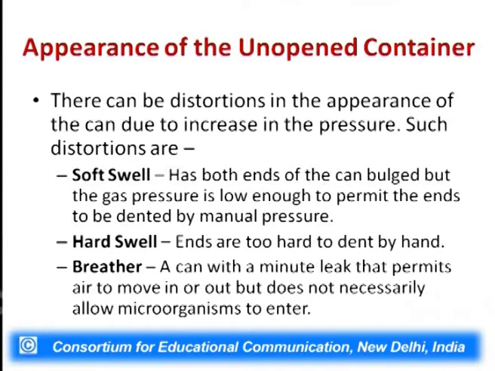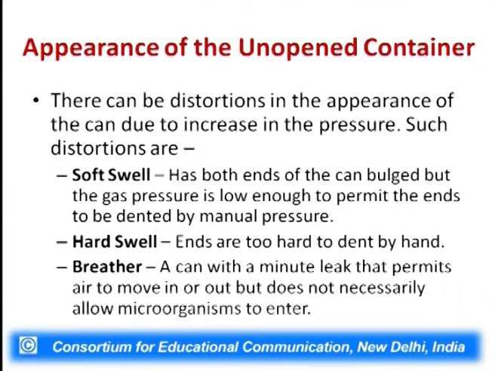Another defect of the unopened container is soft swell. A can with soft swell has both ends bulged with the gas pressure, and it is low enough to permit the ends of the can to be dented by manual pressure. Hard swell occurs when the ends are too hard to dent by hand.